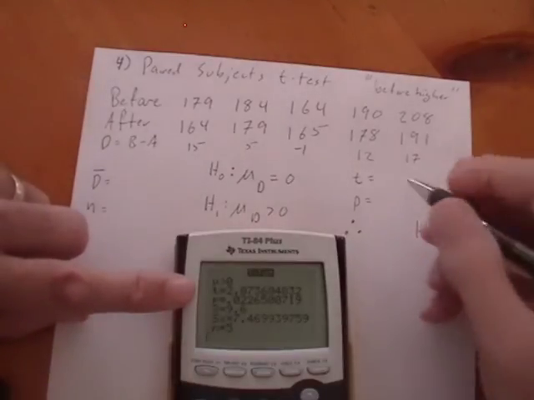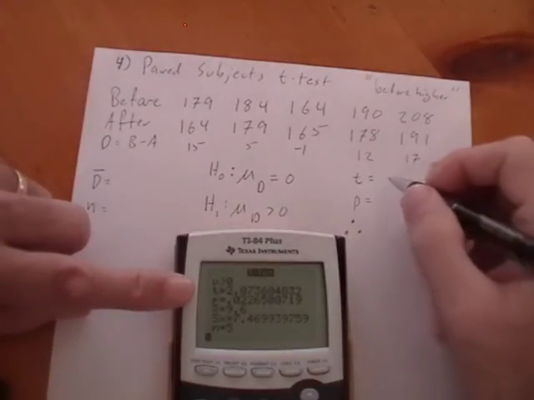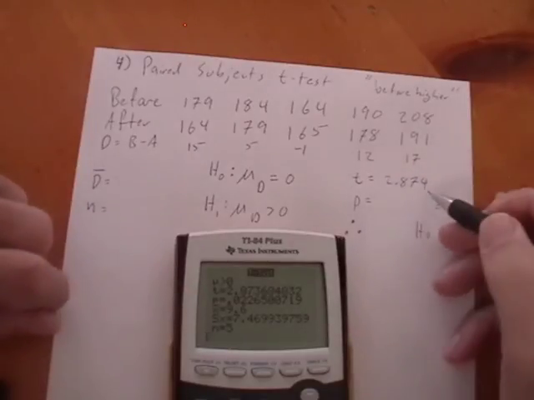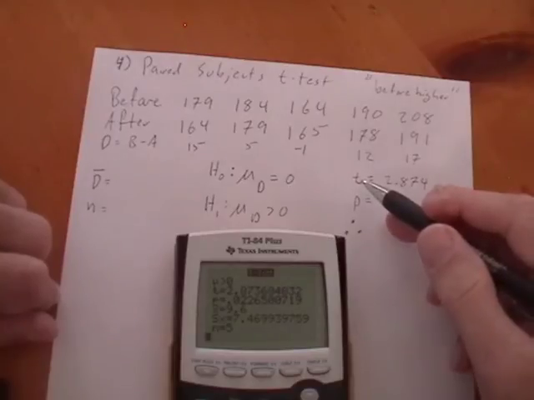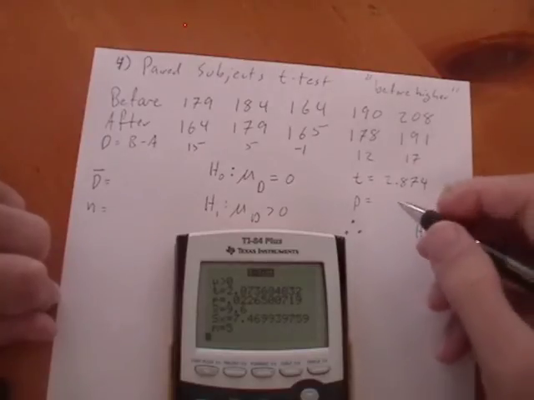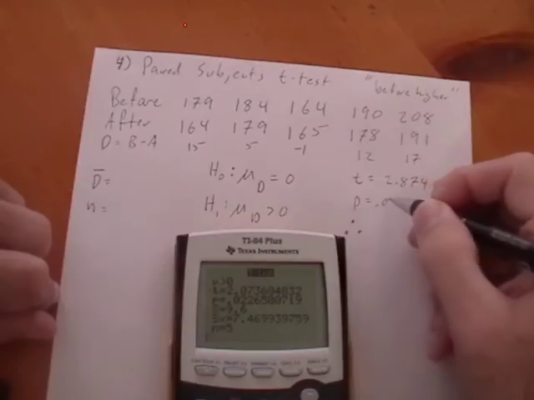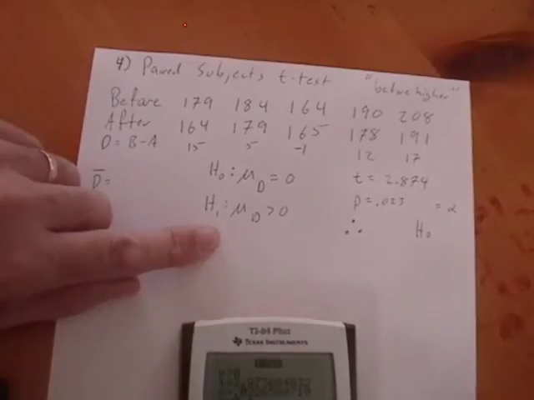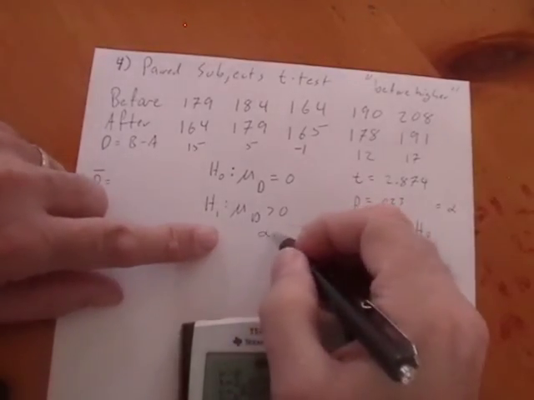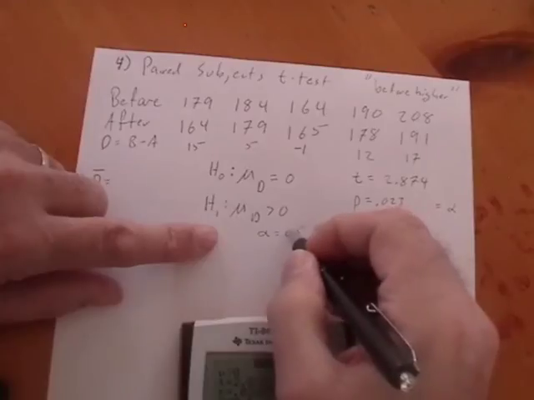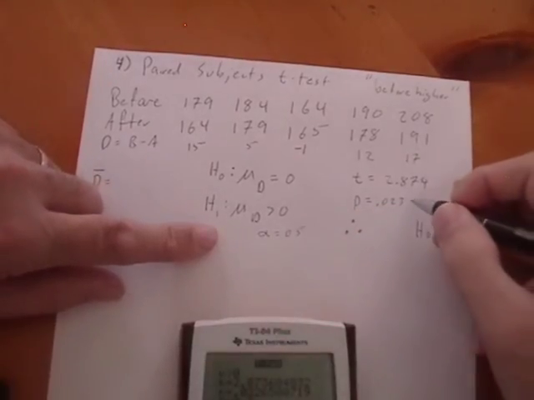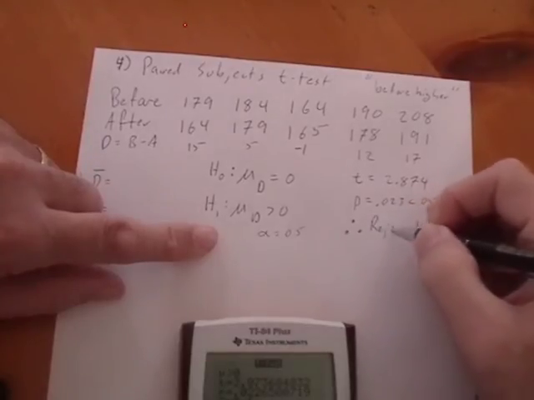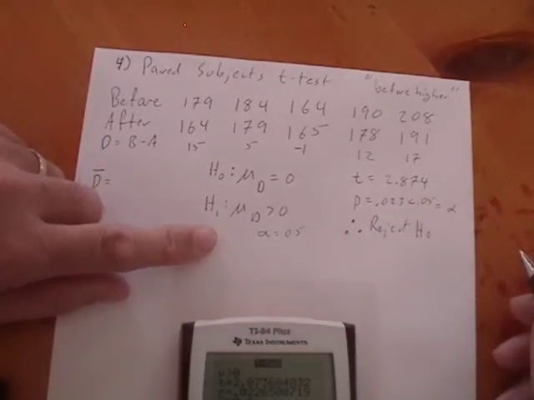I get a t-value of 2.874. 3 decimal places because t and z are test statistics. I get p is 0.023. Now remember, if no alpha is specified, the default value for this class is 0.05. Since 0.023 is less than 0.05, we would reject the null hypothesis.